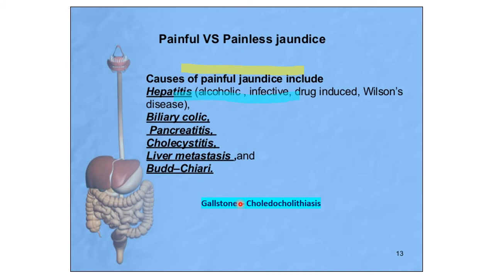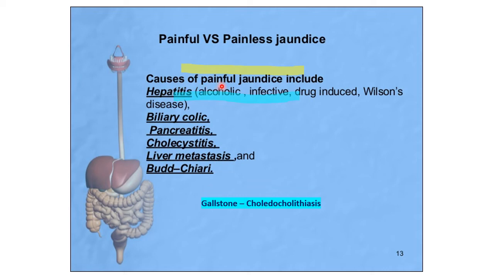Next, the other important thing is to classify the jaundice as painful or painless jaundice. Painful jaundice is usually related to gallstones obstructing the biliary system, whereas painless jaundice usually refers to non-stone-related causes and is usually associated with malignancy.